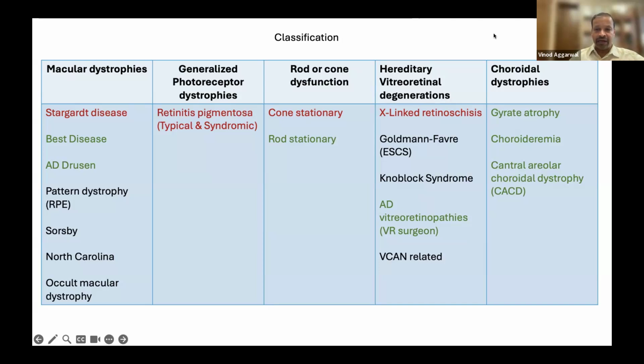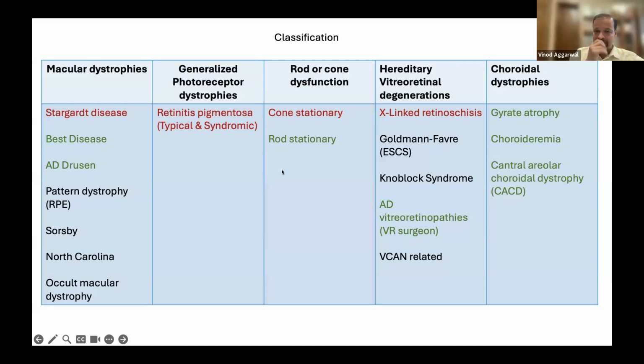Now, even in high volume centers, if you pick up one dystrophy from each of these categories, I would say Stargardt's, including retinitis pigmentosa, stationary cone dystrophies, and X-linked retinoschisis. So if you learn to see these 4 dystrophies and make a diagnosis of these clinically, I'm sure you'll be able to diagnose 80 to 90% of the dystrophies.